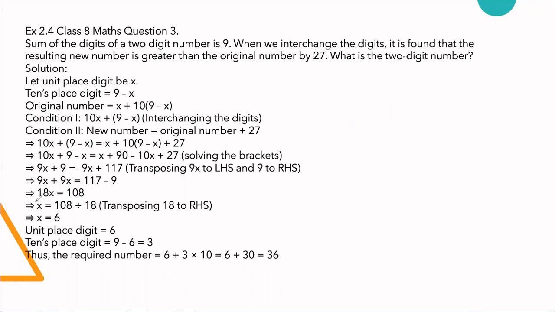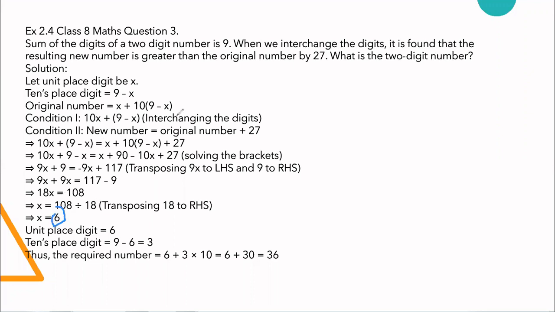How did I get 18x? It is quite simple. Just add 9 and 9, I get 18. So now how do we solve this further? We just transpose 18 towards the RHS, which converts to division, right? So when it converts to division, what happens? That's quite simple, isn't it? 108 will be divided by 18, which is nothing but 6.